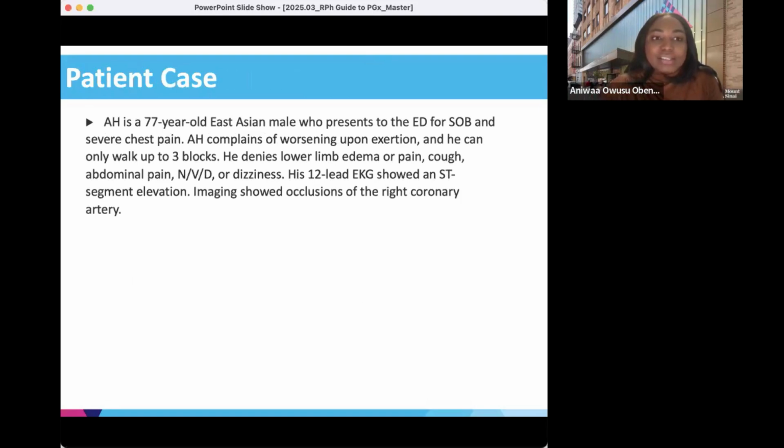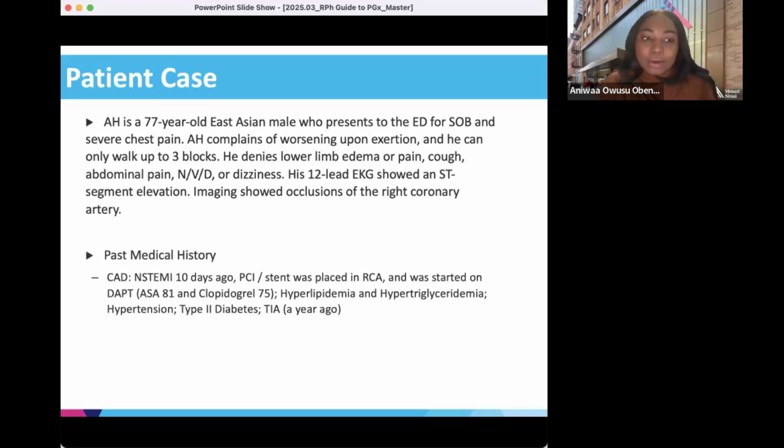This is AH. He's a 77-year-old East Asian male who presents to the emergency department for shortness of breath and severe chest pain. He's complaining of worsening upon exertion, and he can only walk up to about 3 blocks. He denies lower limb edema or pain, cough, abdominal pain, nausea, vomiting, diarrhea, or dizziness. His 12-lead EKG showed ST segment elevation. His imaging showed occlusions of the right coronary artery.